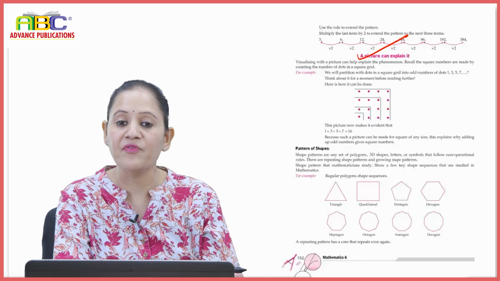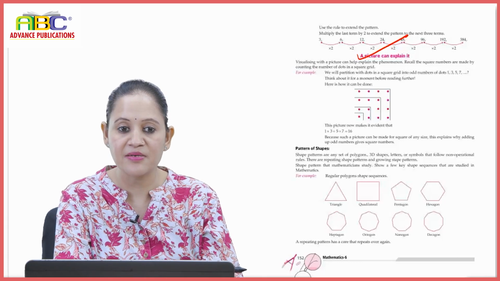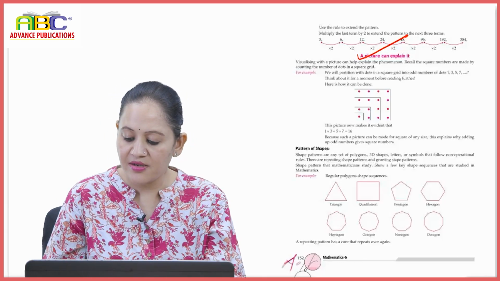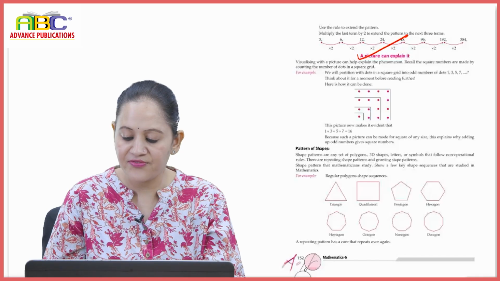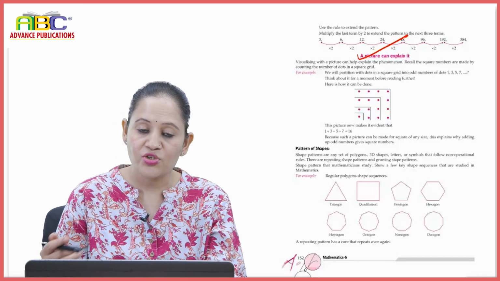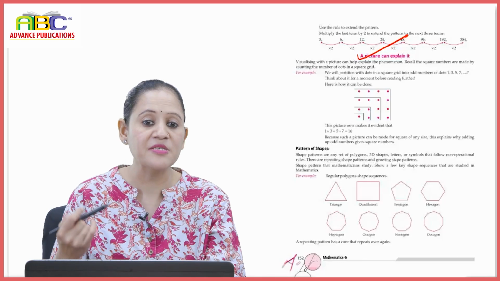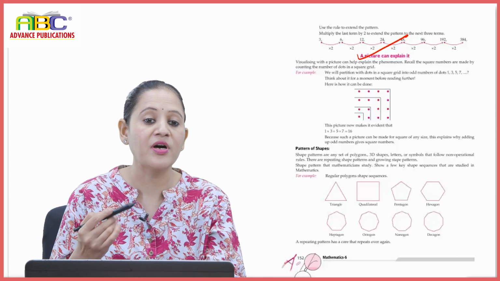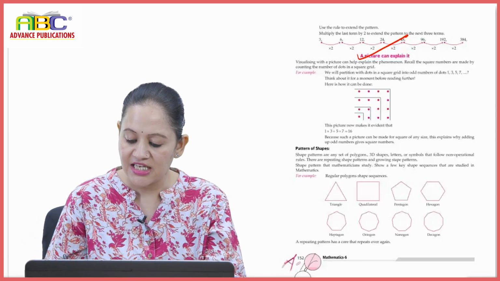Like we saw, we were doing 1 plus 3 plus 5 in this way. So 1 plus 3, 5, 7, in this way we can arrange them. So what form is this forming? Square form. This picture now makes it evident that 1 plus 3 plus 5 plus 7 is 16.